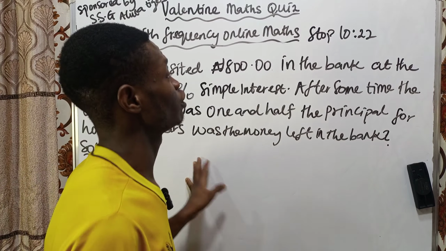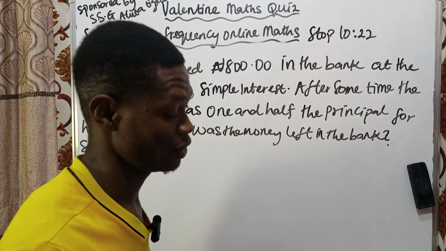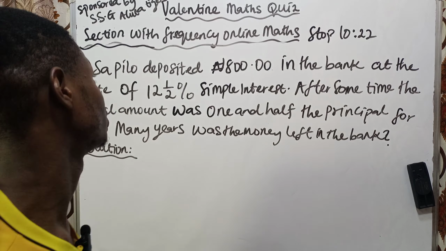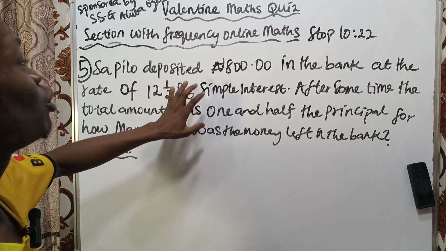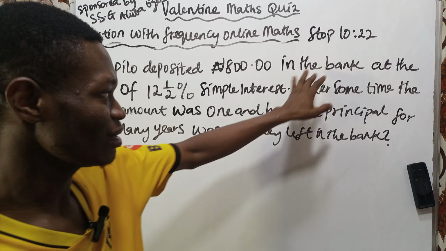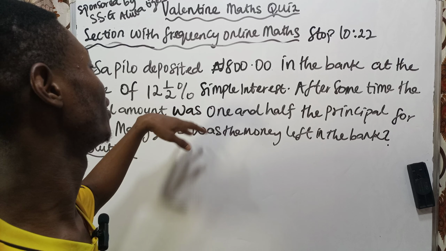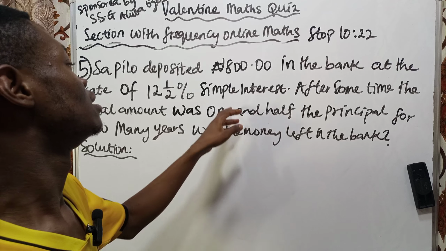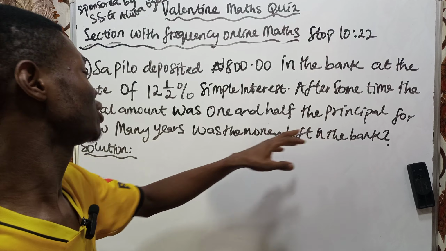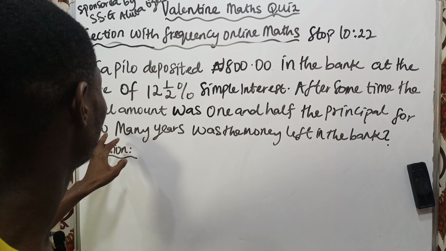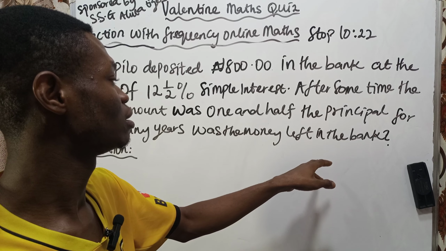So let's quickly solve this question. This is number 5 of the Valentine math quiz. They say Sapilo deposited 800 naira in the bank at the rate of 12.5% simple interest. After some time, the total amount was one and a half times the principal. For how many years was the money in the bank?